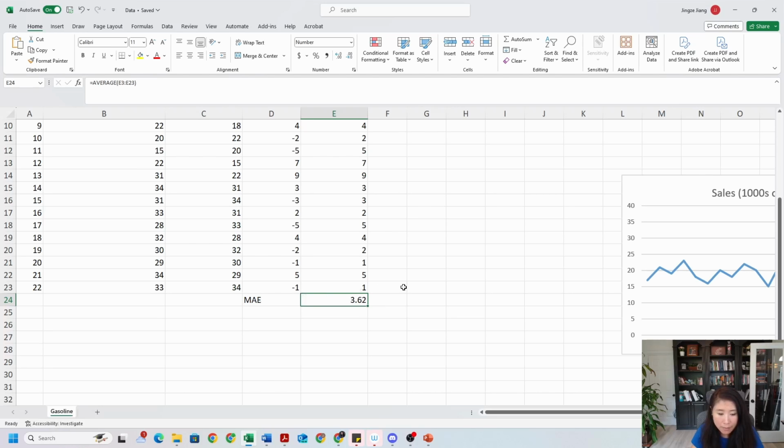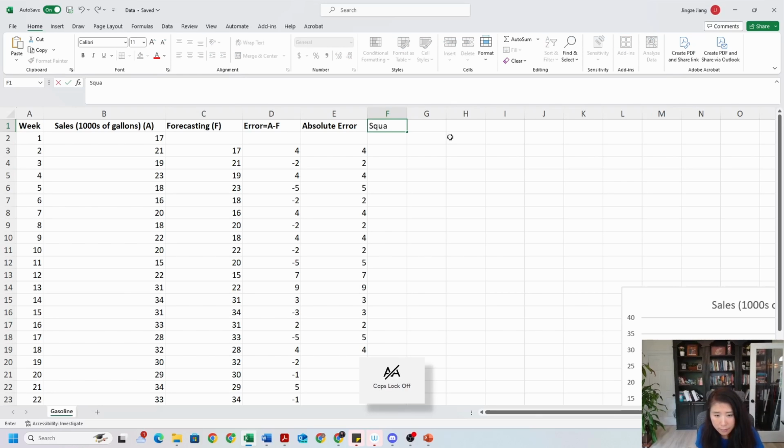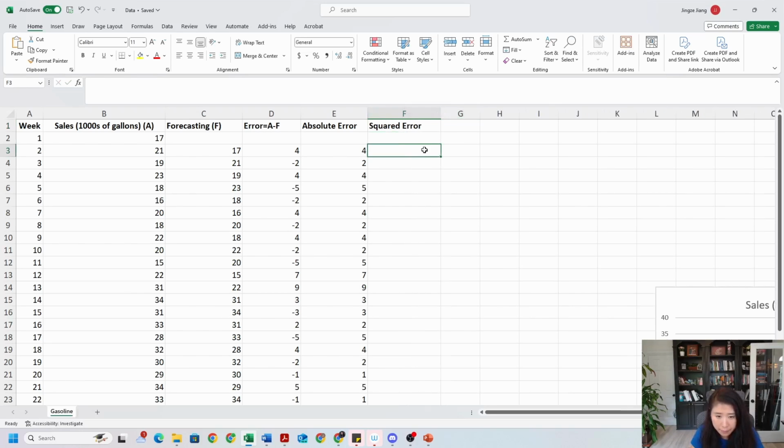How about MSE? MSE stands for mean square error. So instead of getting the absolute value, we actually square the error term. First of all, we're going to get the squared error. So we need to calculate the squared error for each period first. To do that, we type equals, and then we select the error term we already calculated. Use the keyboard, find the caret, push it, and then type 2. After you do that, push enter. That gives us the squared error for week 2.